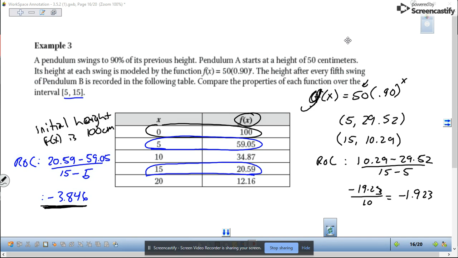So in other words, the number here is higher. Okay? It's closer to 0 for the table. It's closer to 1 for the f of x function. Okay, because it's decreasing faster.